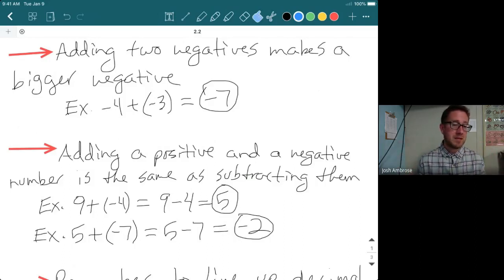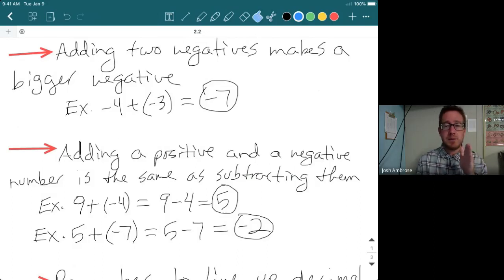Okay, now the next thing is if you're adding a positive and a negative together, you could just rewrite that and treat it like a subtraction problem. Okay. And so what I wanted to show you here is what if the original was 9 plus a -4? That's the exact same thing as saying 9 minus 4, okay, giving you 5. What if it was 5 plus a -7? That's the same thing then, really, as 5 minus 7.